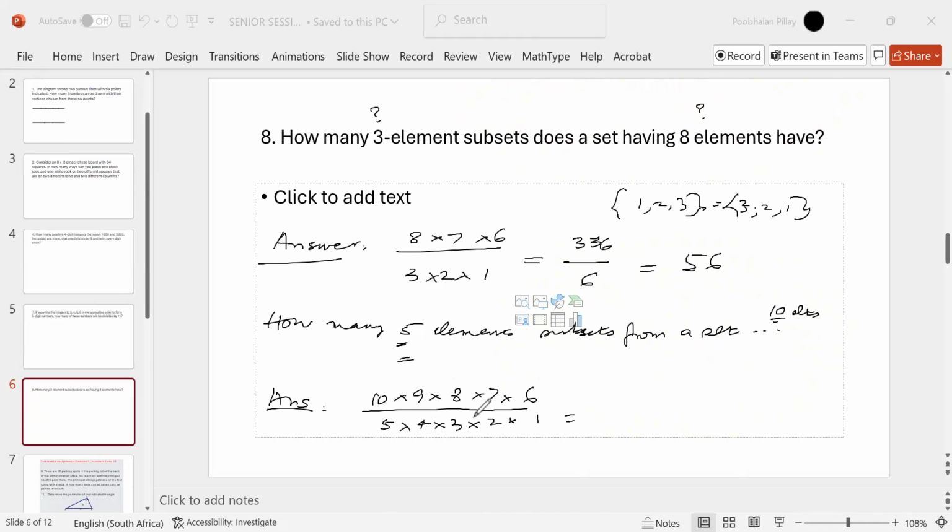Very nice formula. 3 times 2 is 6, cancels off. 4 goes into 8 2 times. 5 goes into 10 2 times. So the answer is 2 times 9 times 2 times 7, which is 252. So there are 252 5-element subsets from a set having 10 elements. Okay. So like this, there are very, very many problems that one can ask regarding this very important thing that I've just told you now.